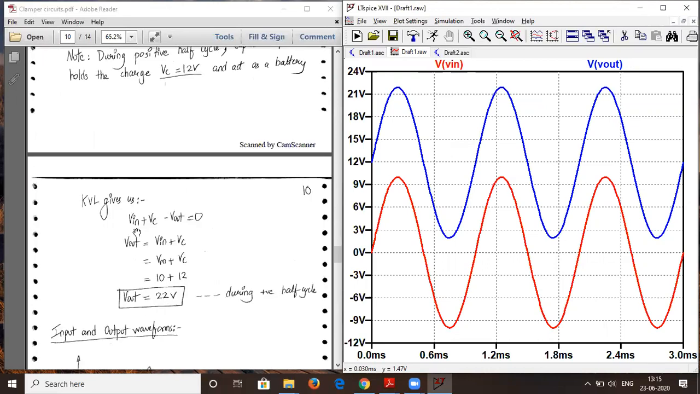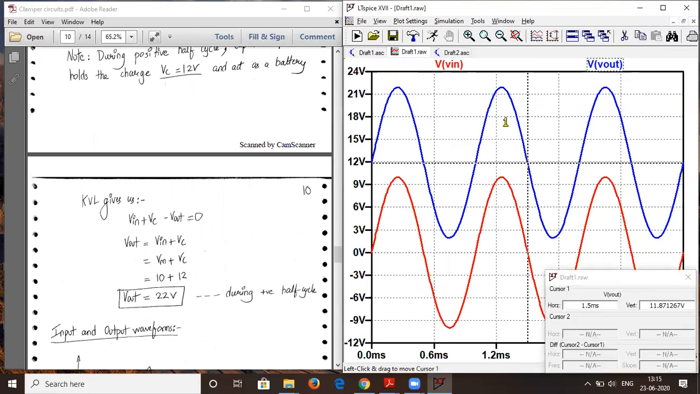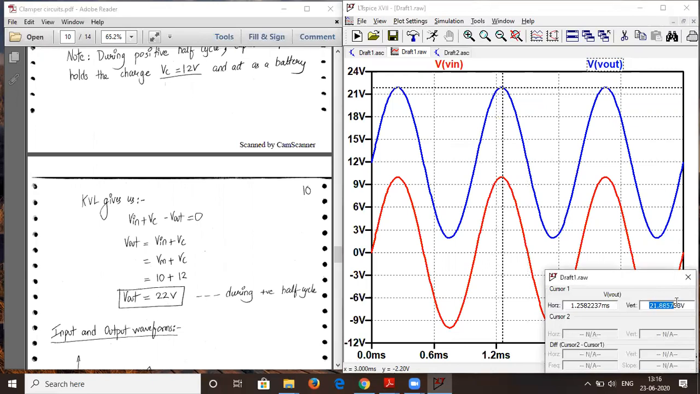During the positive half cycle, the output goes to around 22 volts. So let us check that also. During the positive half cycle, output goes close to around 22. So as you can see, it is going close to around 22 volts.